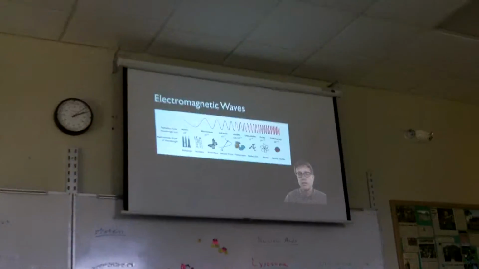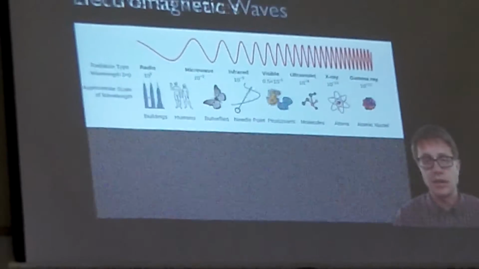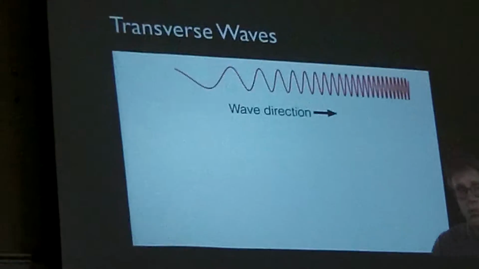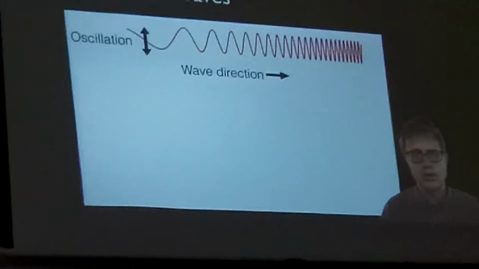Long wavelengths around the size of a building, whereas gamma rays would be more the size of an atom itself. But if we look at how they oscillate, remember the wave is going to move in this direction and the oscillation is going to be perpendicular to that.